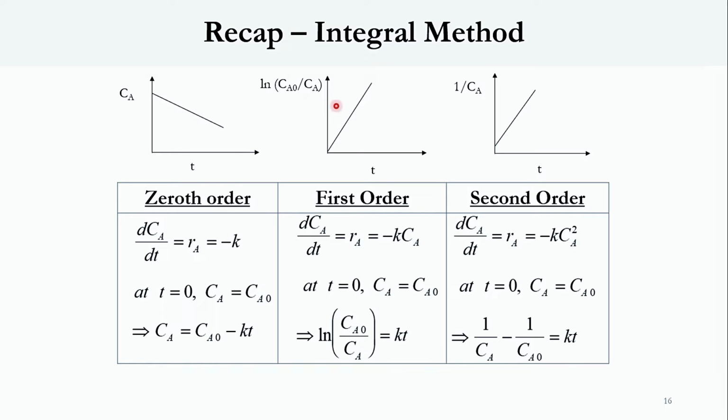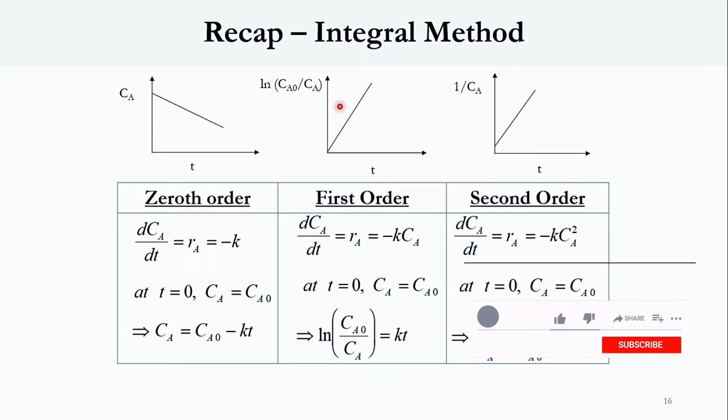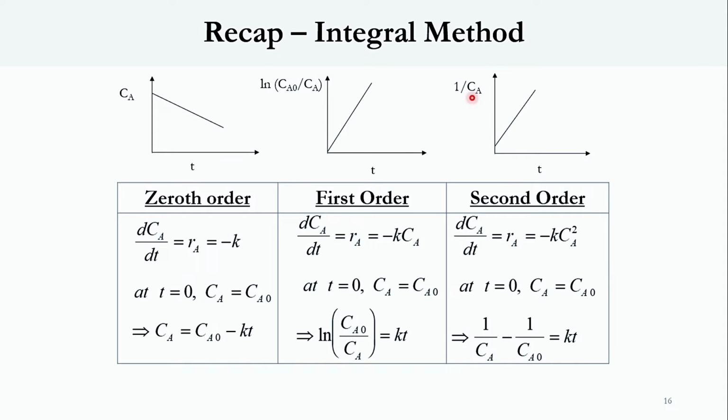If it is a linear plot, then we have guessed the correct reaction order. If it is still not, then we move to the second order system and we will plot between time and 1 over Ca. And accordingly, if it is a linear plot, then we say that the reaction order is second. However, if none of these plots is linear, it means that we cannot use the integral method and we have to go for some other methods like the regression analysis or some other techniques.